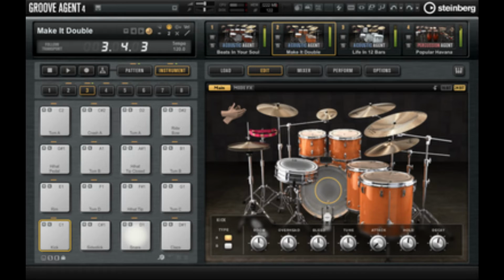VST instruments take up CPU power and RAM. Some more complex drum VSTs and orchestral sample libraries may have patches that are several gigabytes in size. Now, if you're working on a project that's using a lot of instruments, you'll find that it's going to quickly drain your system, unless you've got a very well spec'd, pretty much top of the line computer.